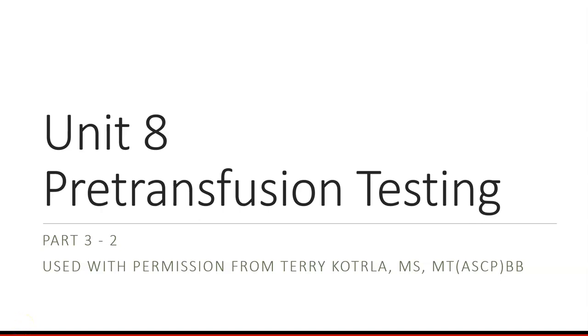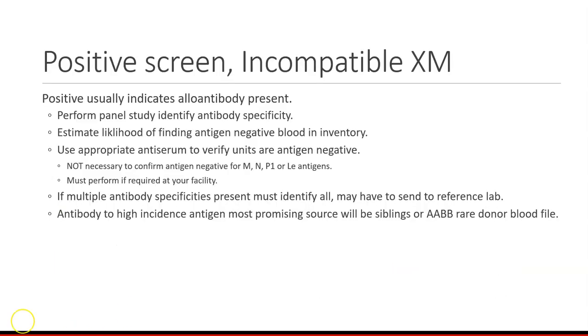Continuing on with part 3 of Unit 8. So we'll continue talking about a positive screen and incompatible cross-match, which is obtained during routine pretransfusion testing. The positive usually indicates the presence of an alloantibody. An alloantibody is one human antibody against another human's red cell antigens.